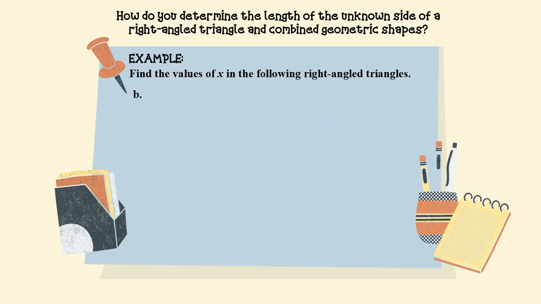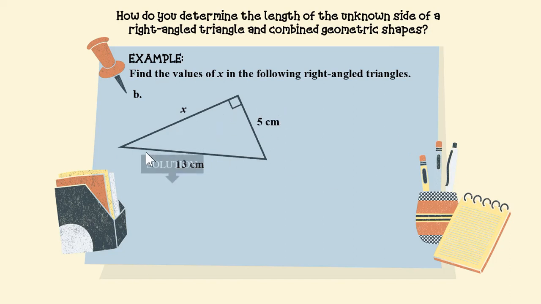Another example. For this one, you have to identify which one is the hypotenuse. The hypotenuse is opposite to the right angle, so this is the hypotenuse. Using the Pythagoras theorem, c squared equals a squared plus b squared. Remember, c squared is the hypotenuse. So that means 13 squared equals x squared, the side, plus 5 squared.